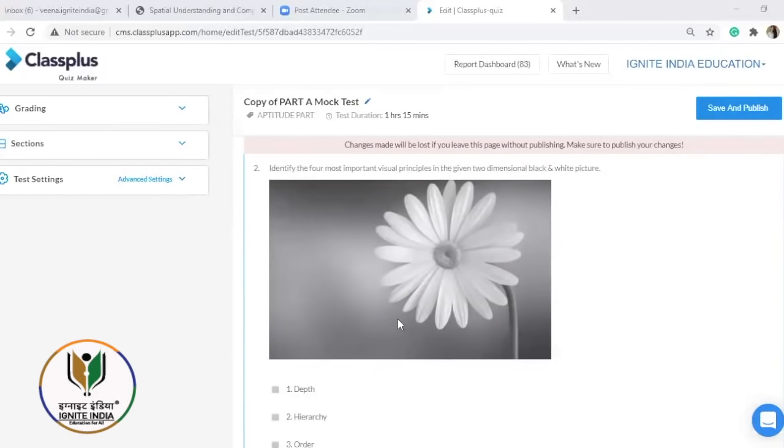Let's go back and I will show you the focal point. If you go to the center where you can see my cursor right now, that is the focal point. Contrast is black and white. Among the other words, hierarchy, depth and order are clear here for you.